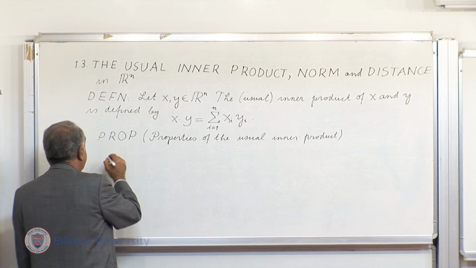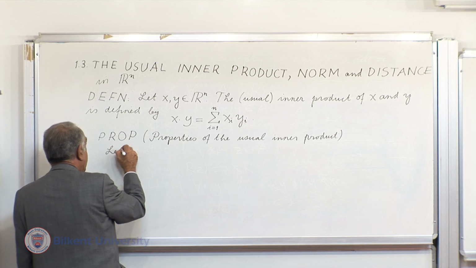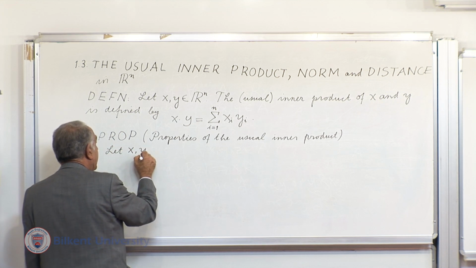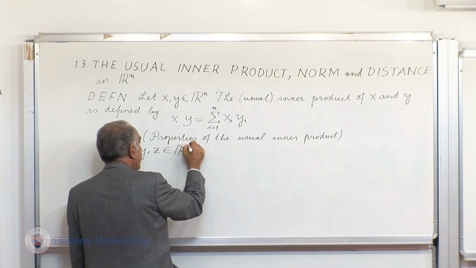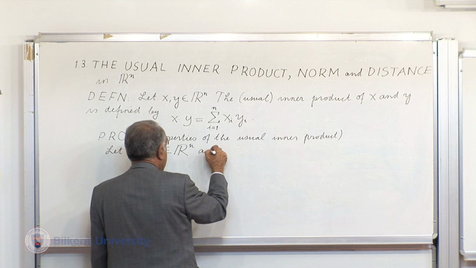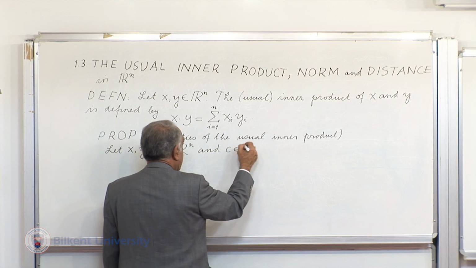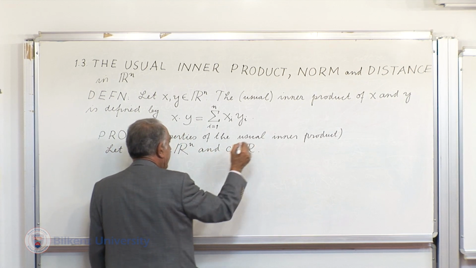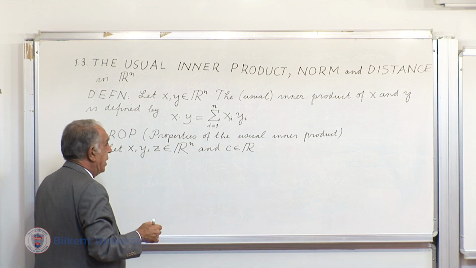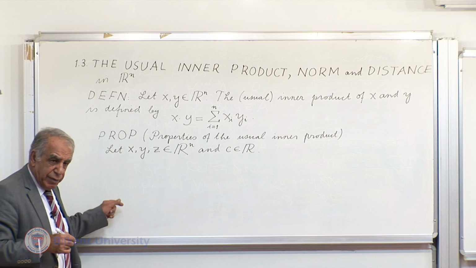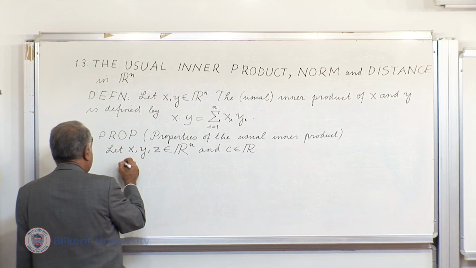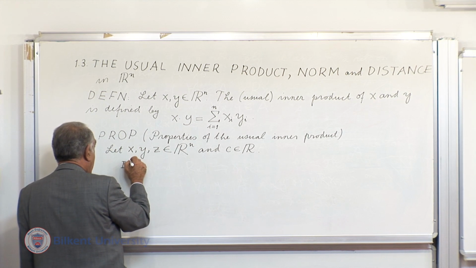Now here we will need three vectors from Rn, and a scalar, a real number. I will also number these properties so that we can refer to them easily later on. IP1.